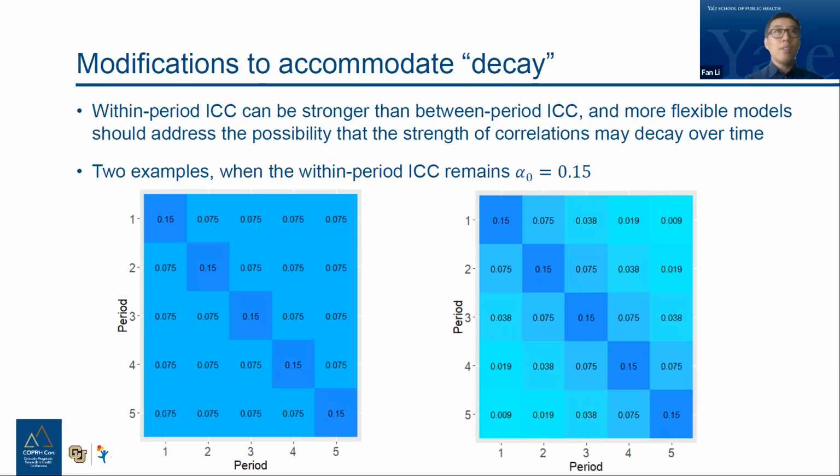In reality, the within period ICC can be stronger than the between period ICC, and more flexible models should address the possibility that the strength of the correlations may decay over time. For example, if we maintain that same level of the within period ICC equal to 0.15, in these two examples we're allowing for a potential decay in the between period ICC over the 5 periods, which we'll go into in detail now.